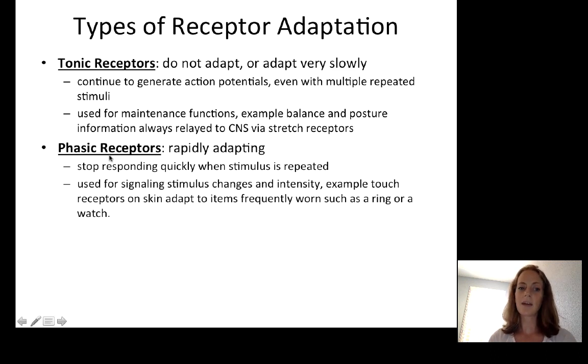Rapidly adapting stimuli will be through phasic receptors, and these will stop responding very quickly when a stimulus is repeated. So the clothing on your body, the background noise in the room, these are very rapidly adapting stimuli. With touch receptors on the skin, you won't feel the ring or the watch that you wear after you've been wearing it for a while, because your receptors on your skin will simply stop responding. And they do that very quickly when a stimulus is repeated.